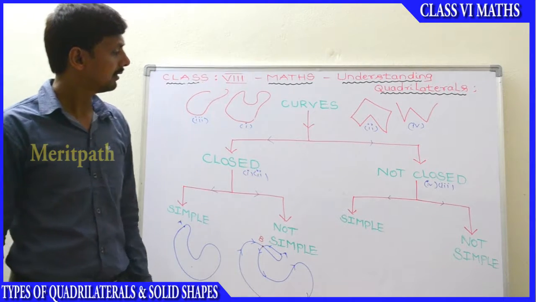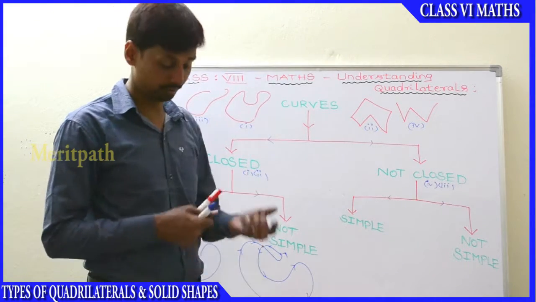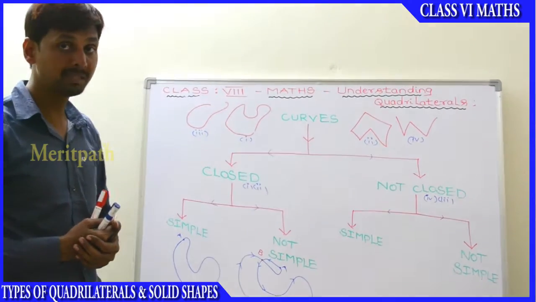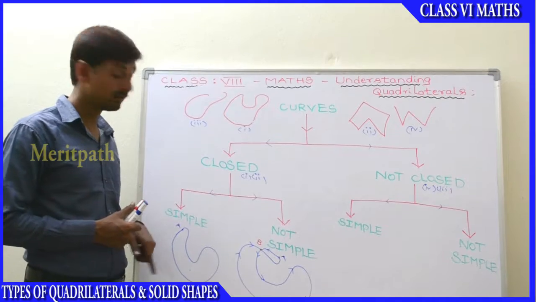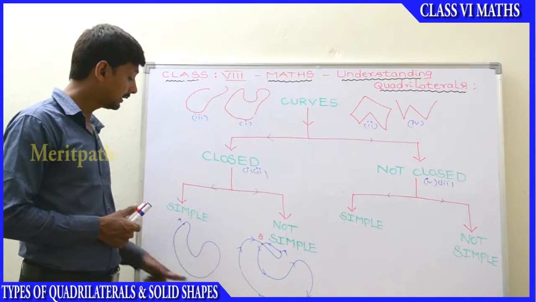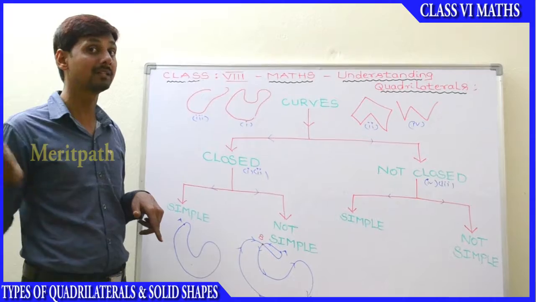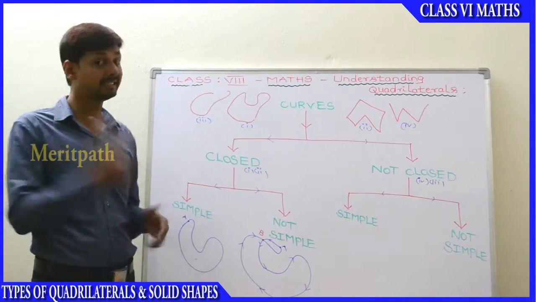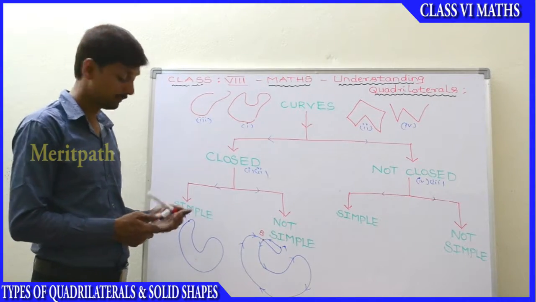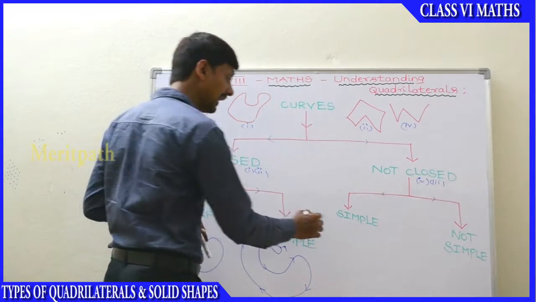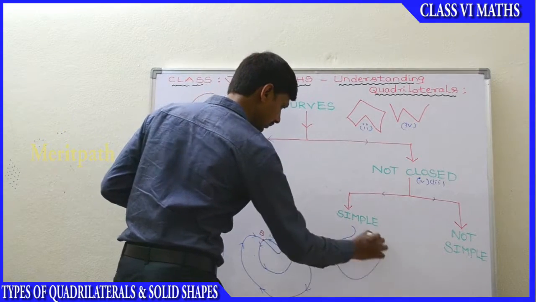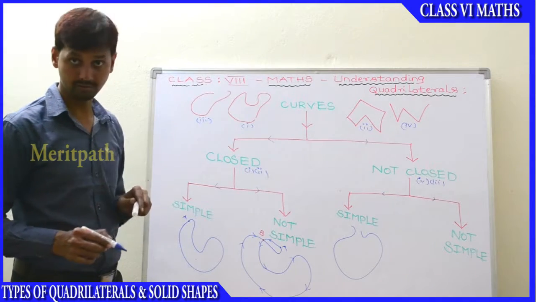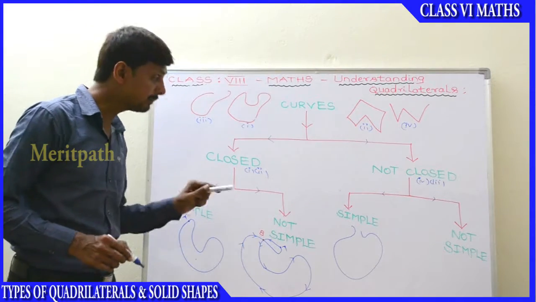And coming to simple and not closed. Just before we discussed simple. Simple is nothing but we have started at one point and joined to the same point without intersecting the line we have drawn previously. The line should not intersect itself. So that is simple, we call here. Simple and closed. This is simple and closed. Not closed. Sorry, it's not simple.